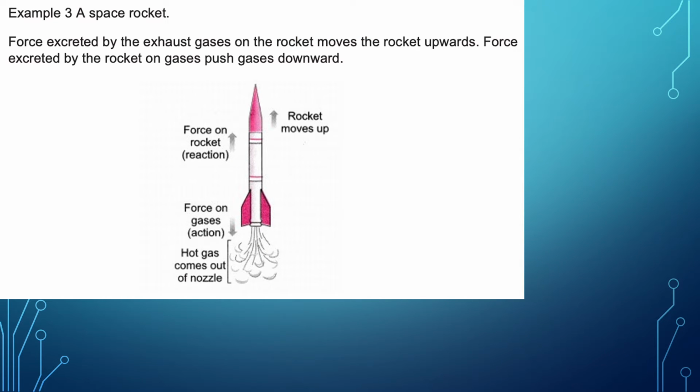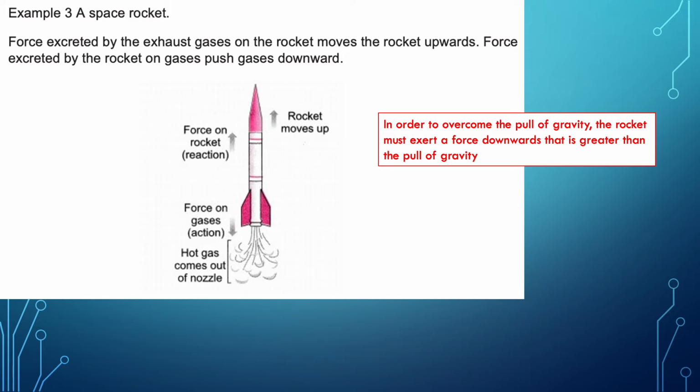All right, third example is a space rocket. So the force exerted by the exhaust gases on the rocket moves the rocket upwards, and the force exerted by the rocket on the gases pushes the gases downwards. So the two action and reaction forces here are the force on the rocket and the force on the gases. So there you are, labeled with your action and your reaction. So when the rocket pushes on the gases, the gases will push back on the rocket, all right?